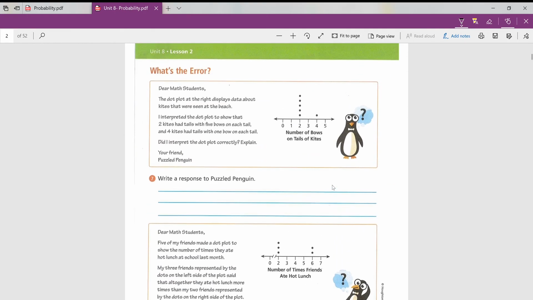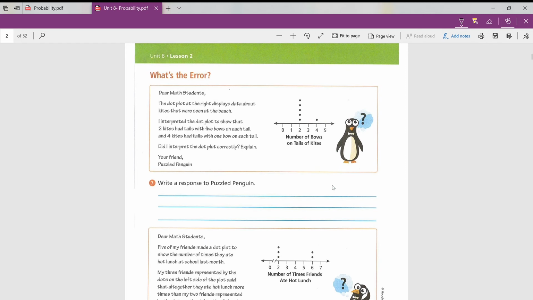The next thing we're going to look at is Unit 8, Lesson 2, the puzzle penguin. So you have 2 puzzle penguins on this page. What you are asked to do is to read the scenario and help the penguin figure out his mistake. You can go ahead and do this on your own. This is a perfect time to pause the video so you can answer these questions. And then we can move on to the next thing.